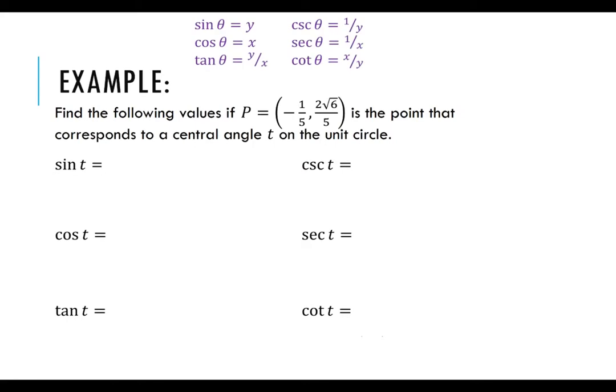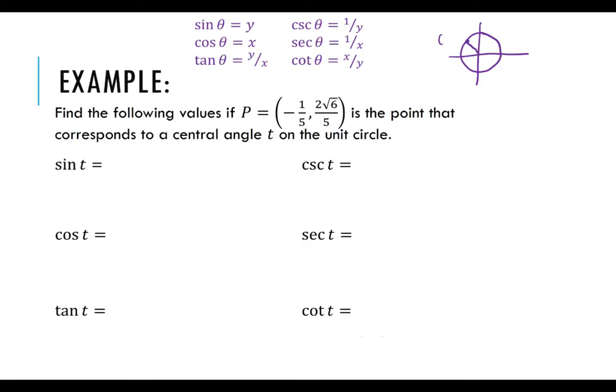Continuing using this definition, we know our definition on a unit circle. So, if we're told that this value P is a point that corresponds to a central angle t on the unit circle, it's going to look like this. Just for the sake of argument, pretend that my circle actually is perfectly round. The radius is obviously 1 because it's a unit circle, and my picture is wrong because negative 1/5, 2 root 6 over 5 is actually going to be over here, because that coordinate has to be in the second quadrant. Then I know that I have a point, and that point is negative 1/5, 2 root 6 over 5.